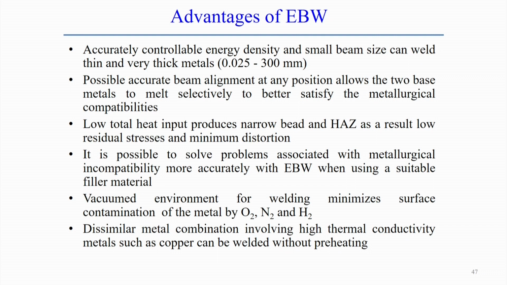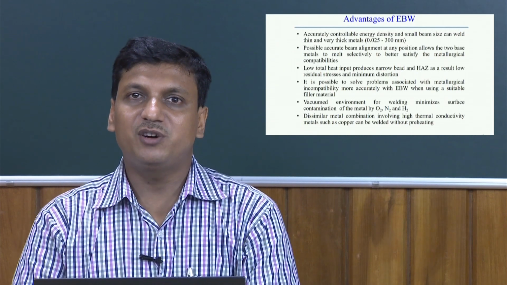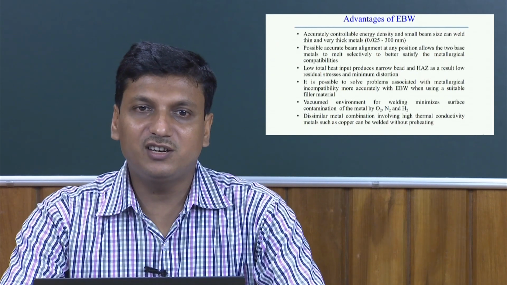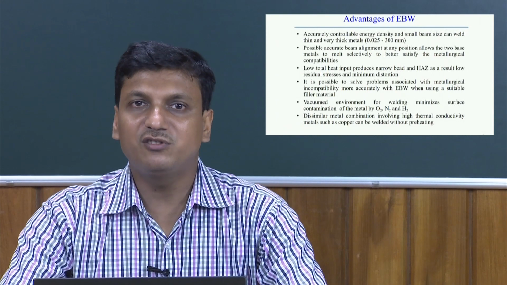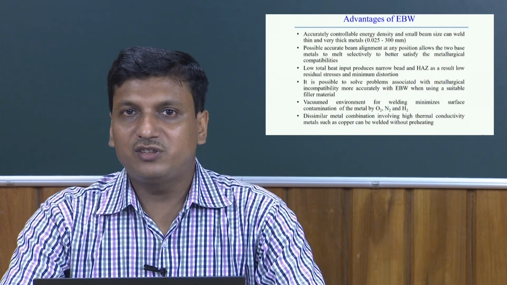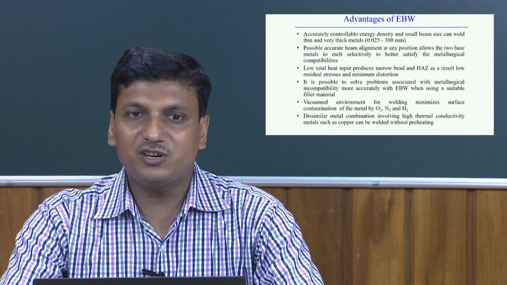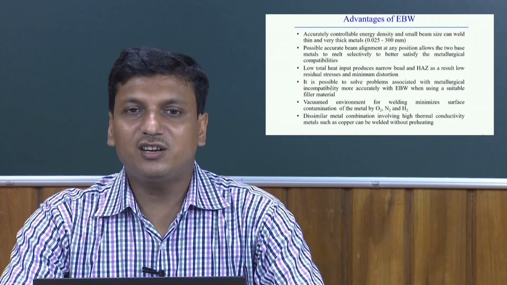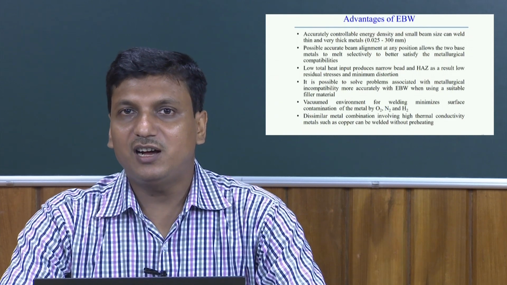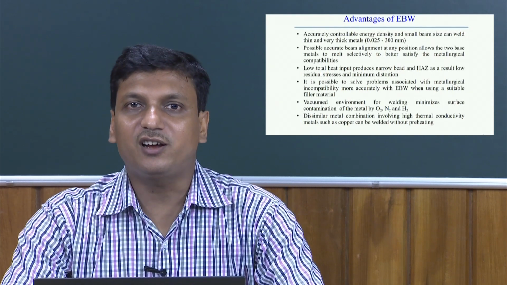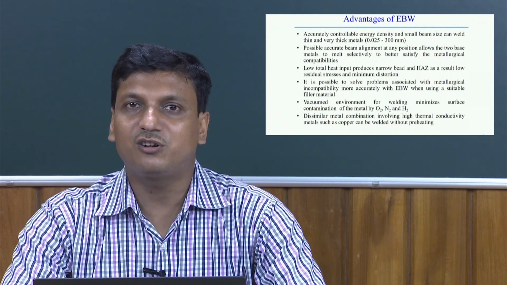Most combinations of dissimilar materials are difficult to join in other welding processes, because there are issues of metallurgical incompatibility between the materials. That metallurgical incompatibility can be controlled using the electron beam welding process, and sometimes this can be done using some filler materials also.